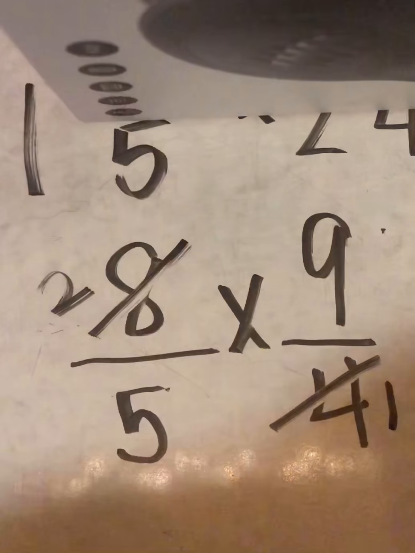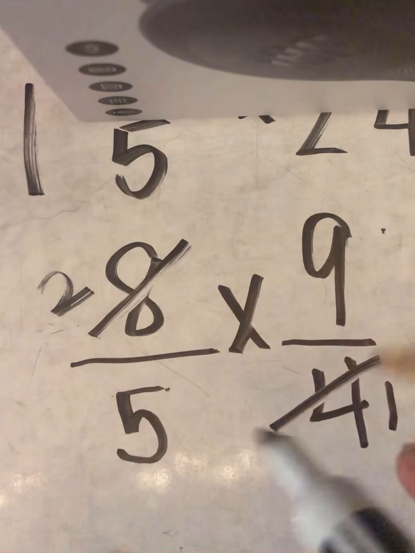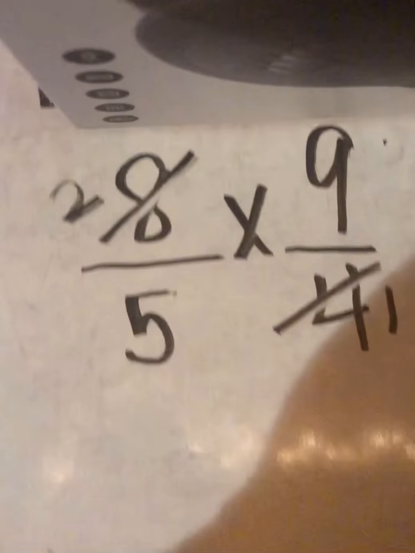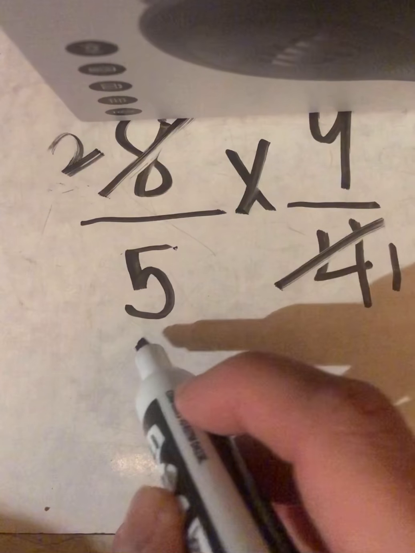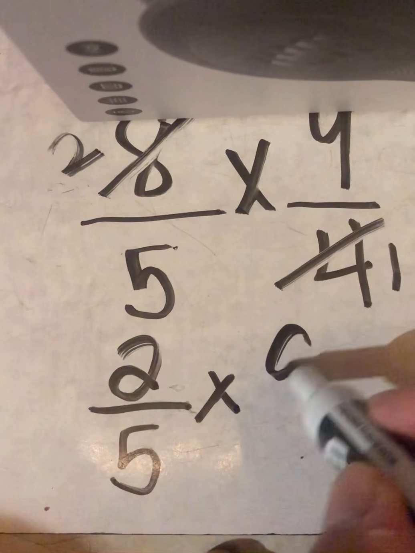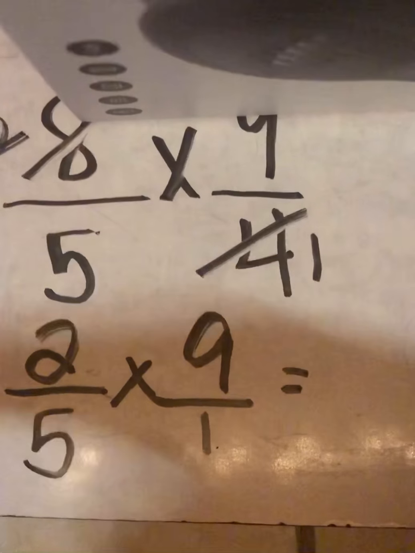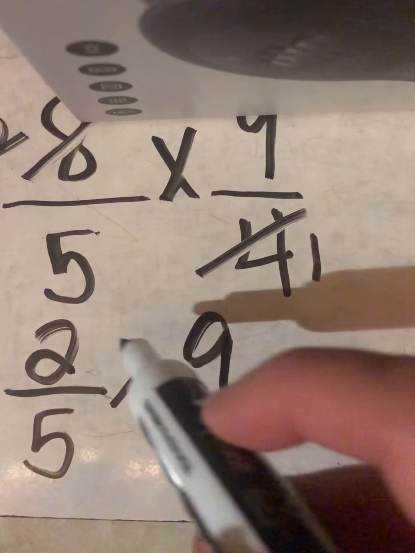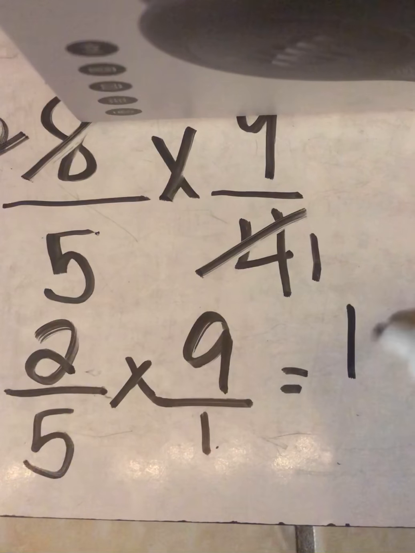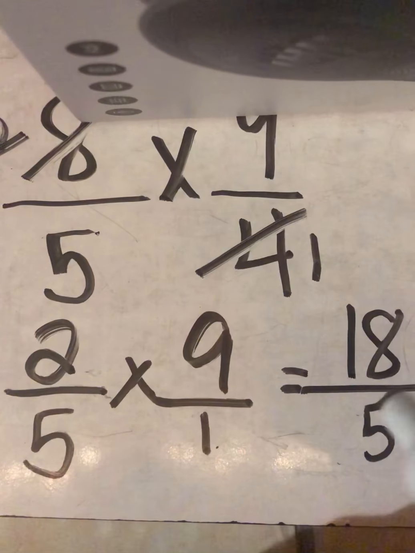I also told you that this second step was to cross simplify and rewrite. It's very important for us to rewrite. So when I rewrite this, I will rewrite it as 2/5 times 9/1. Step 3 is to multiply horizontally or straight across. So 9 times 2 is 18. 5 times 1 is 5. So you're stopping here. And then on Monday, we'll do step 4.